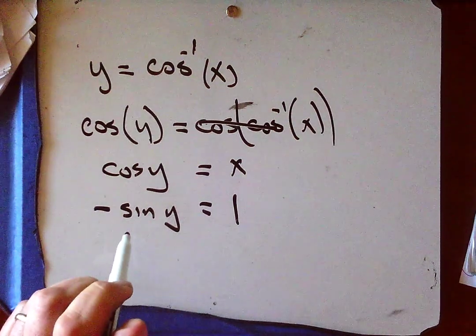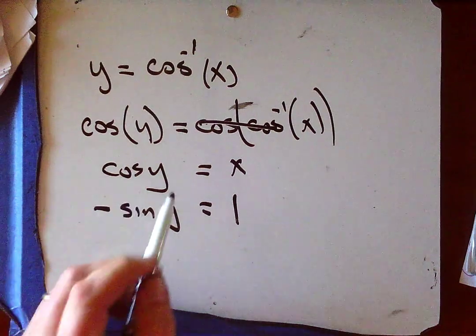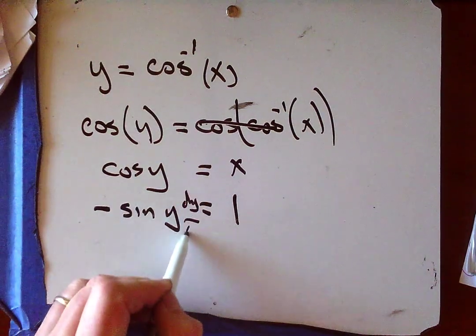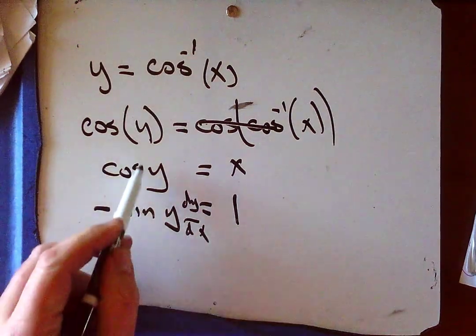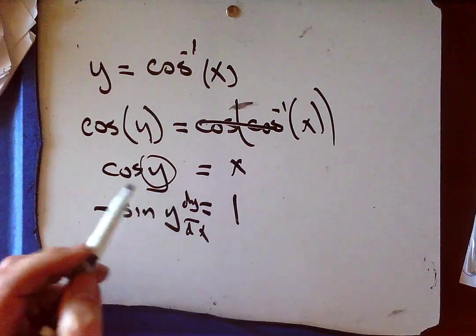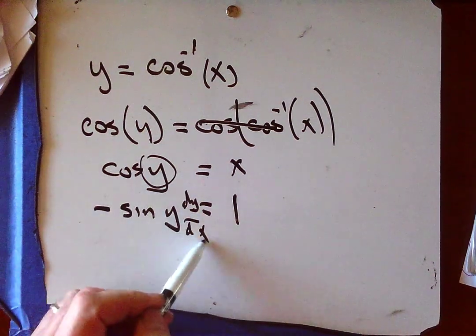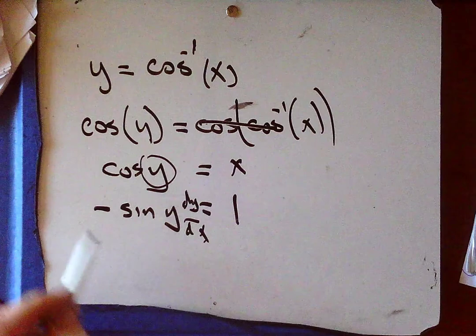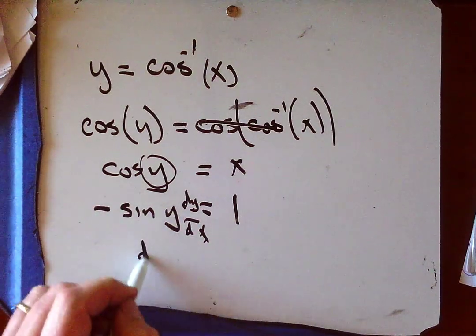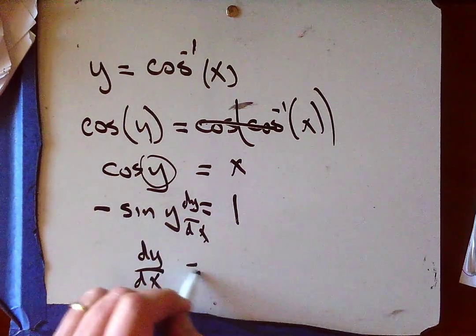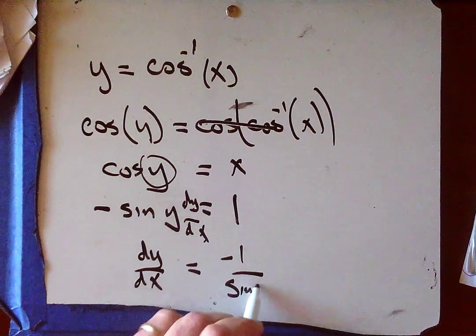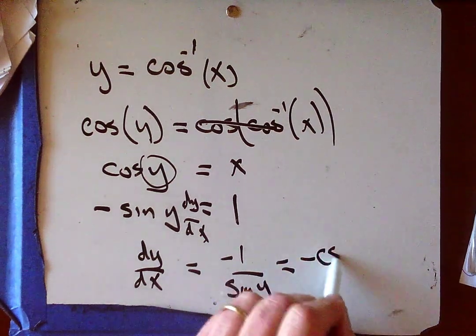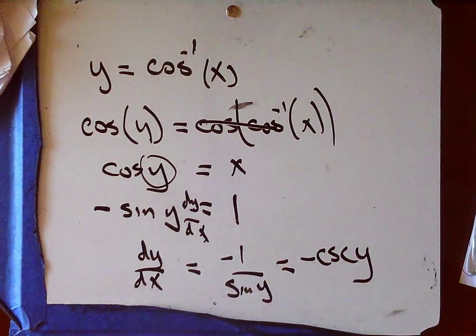Okay? So, where do I want to go from here? I want to not forget the dy dx. Remember, if you take the derivative of that inside y, derivative of y with respect to x. And now I want to solve this for dy dx. dy dx equals negative 1 over sine y, or negative cosecant y. This is kind of similar to the last one we did, inverse sine.